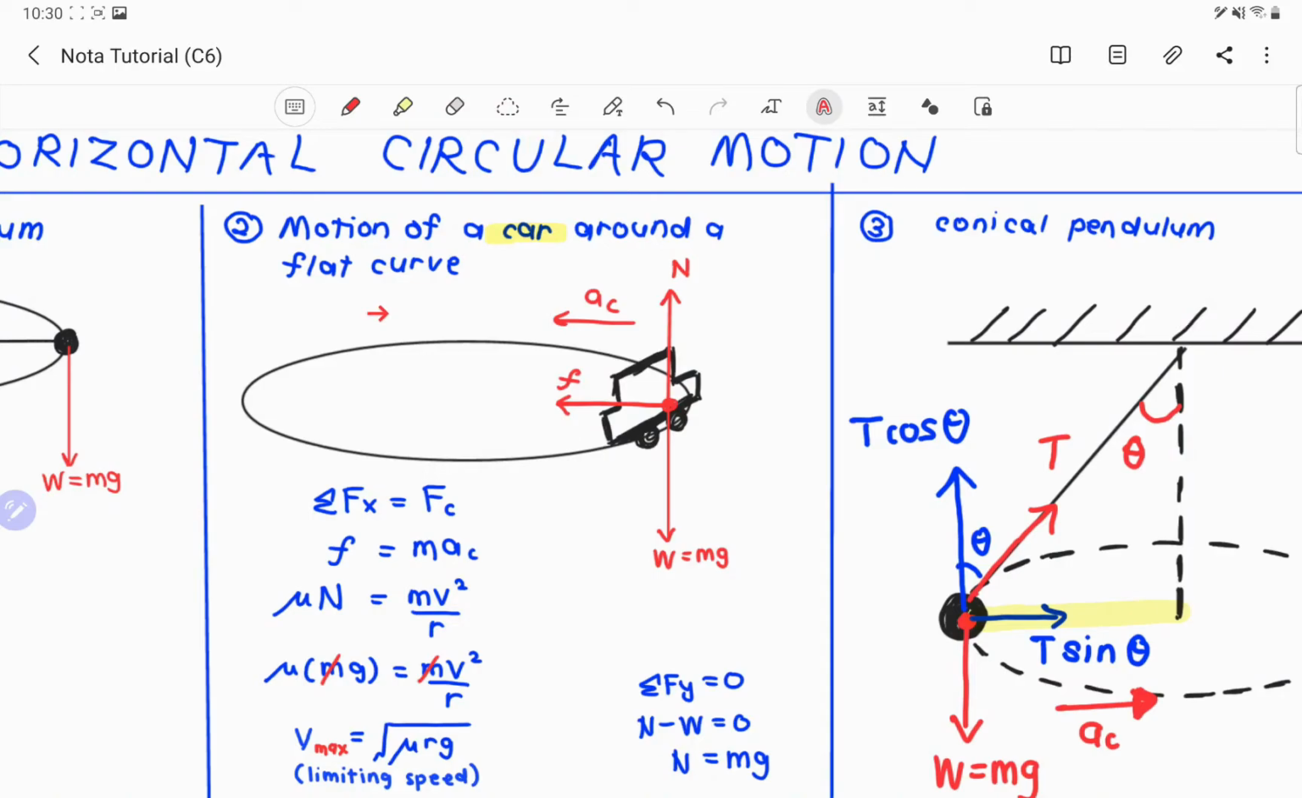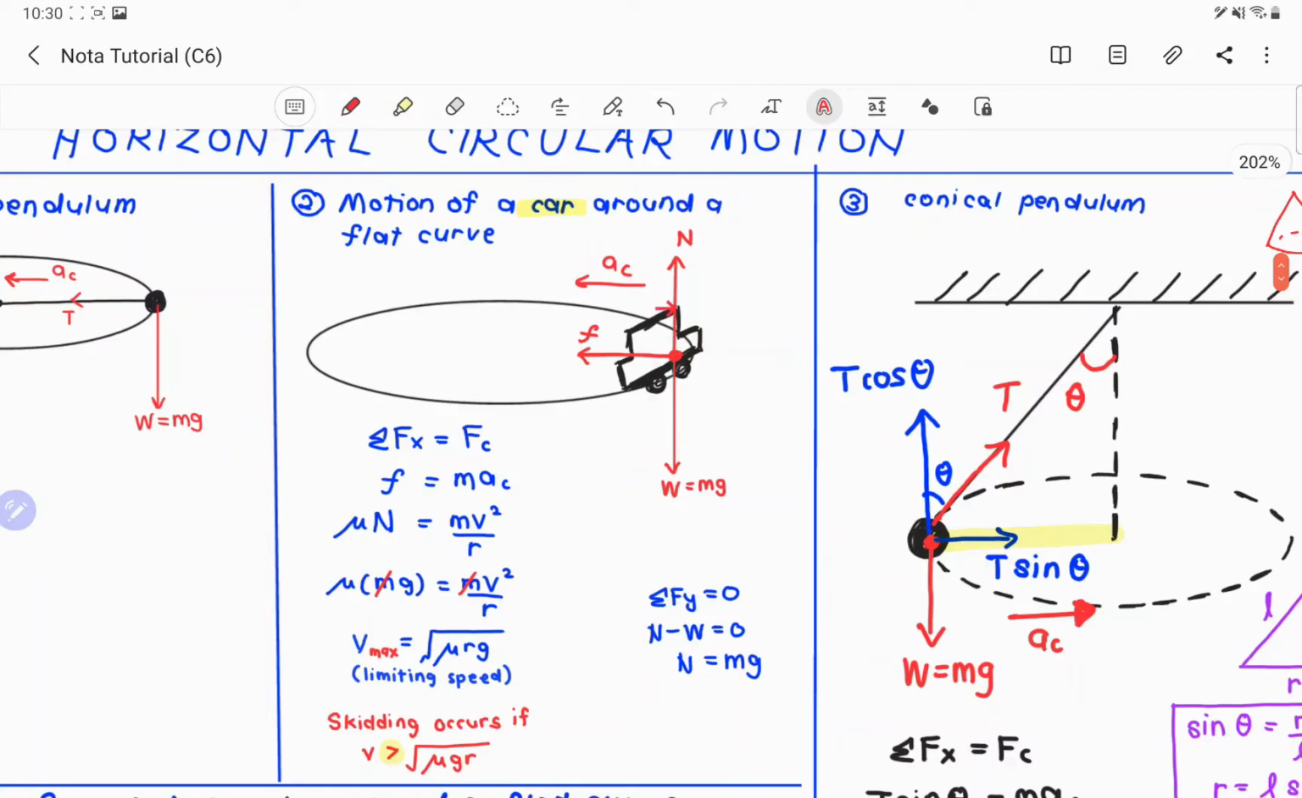Right, we move on to number 2, motion of a car around a flat curve. So, draw the FBD for the car. Weight turun bawah, normal force naik atas, and then friction ke dalam, ke bulatan, in which we can see that the direction is the same as AC, the same as FC, sebab arah FC sentiasa sama dengan AC. So this time, summation of Fx equals to Fc, in which the force acting along X menuju ke arah center adalah friction. From there we can expand the formula for friction, mu n.